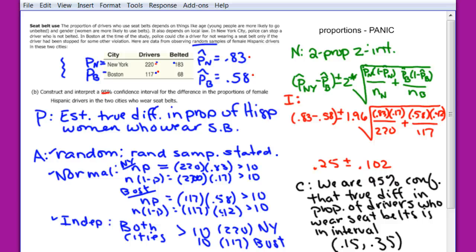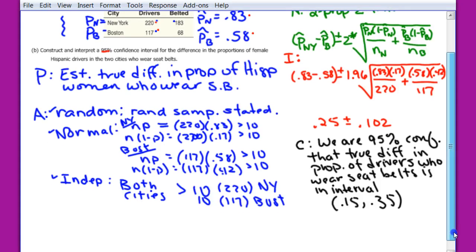There is a part C to that question. Based on the laws in those cities, we would expect a smaller proportion of drivers to wear belts in Boston than in New York. Does our confidence interval give good evidence that this is true? I would have to say yes, because in this confidence interval, all of our values are positive. Since all values are positive, that tells me that New York is greater than Boston, because I always get a positive difference.